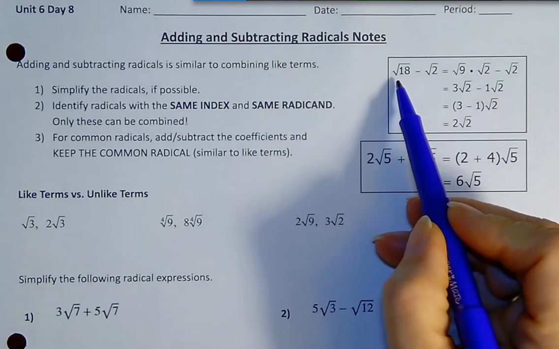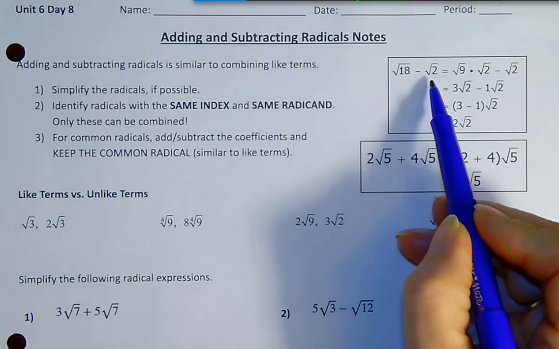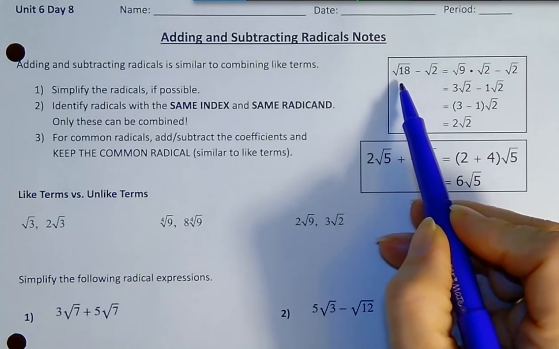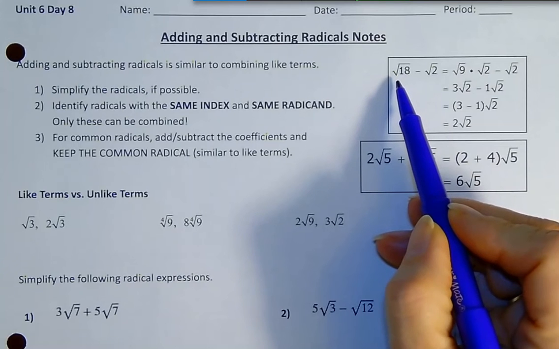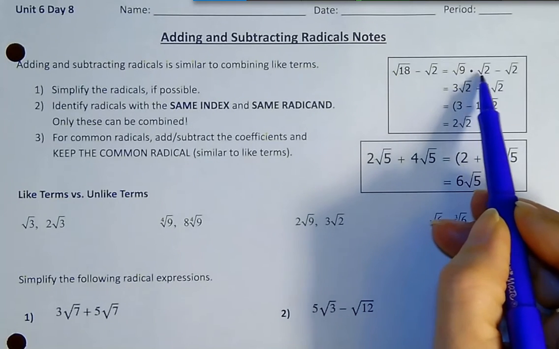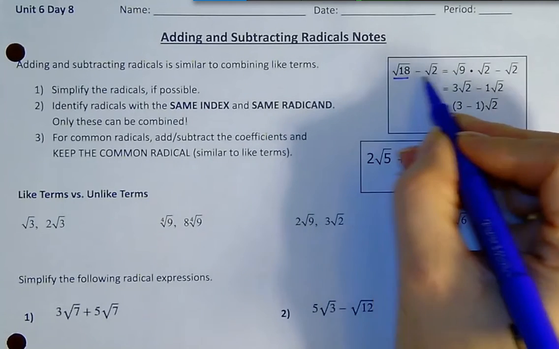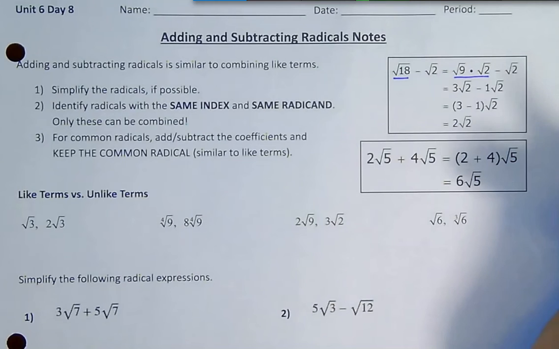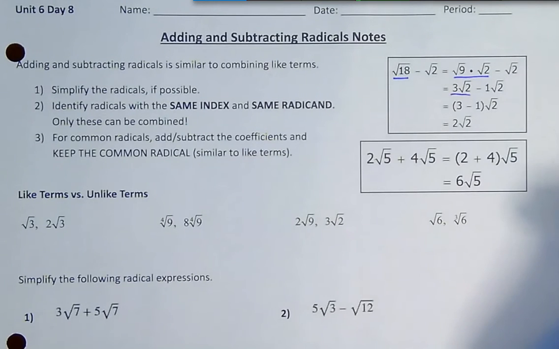All right. If I receive this problem, square root of 18 minus square root of 2, in order to solve that, the first thing I'm going to do is think about simplifying any of the radicals that I can simplify. I can simplify square root of 18, right? So the square root of 18, I simplify, it is the square root of 9 times the square root of 2, which is 3 times the square root of 2. So this is square root of 18. This is also the square root of 18 broken apart, and that is simplified square root of 18.